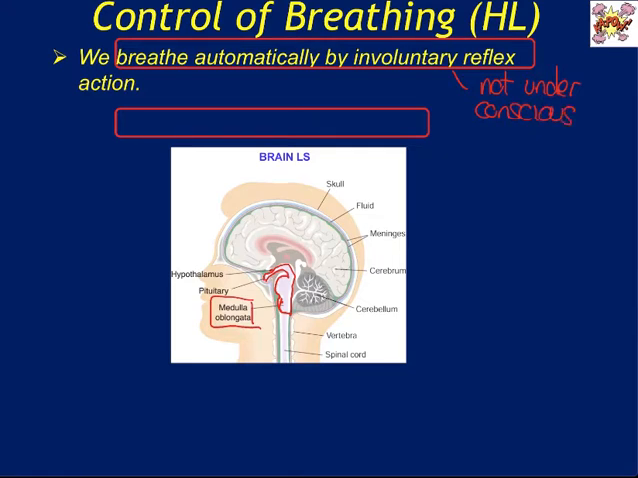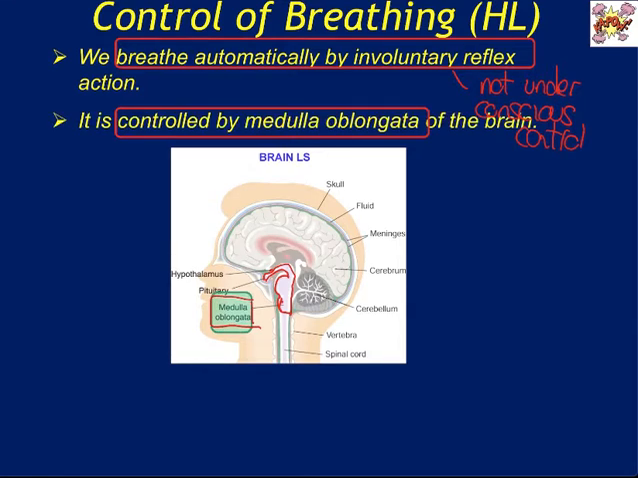So it's involuntary. We don't get a choice in how to do it. And as we've said, it's in this place, the medulla oblongata. So you kind of see the bird, and it's the bird's feet.